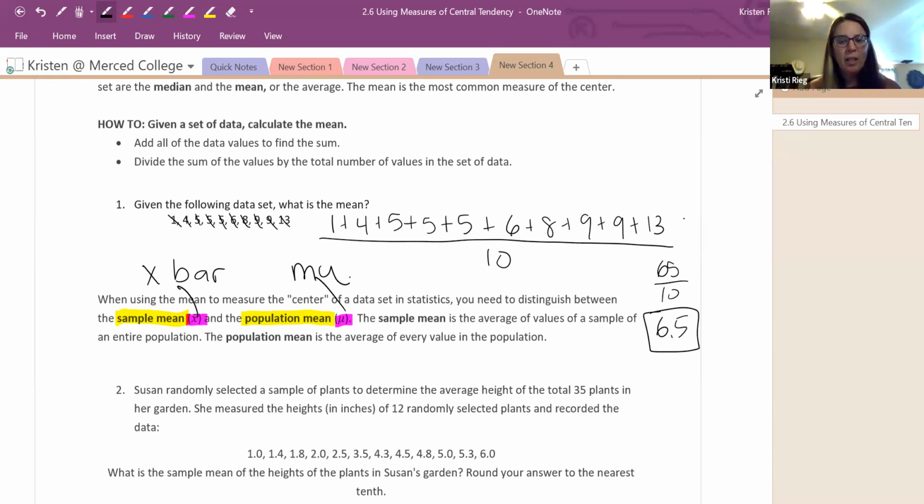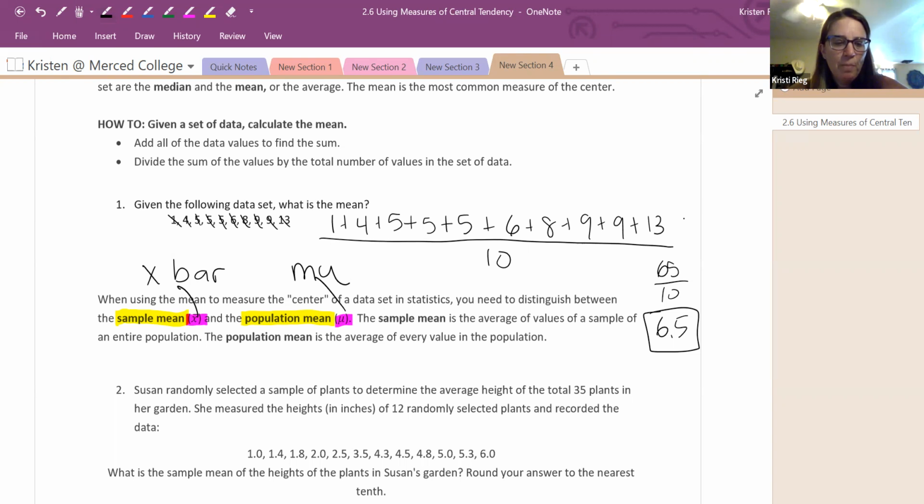The sample mean is the mean or the average of everything in the sample. And the population mean is the mean or the average of everything in the population. So it's probably pretty easy to figure out what we're talking about here, but you're going to start to see that. So I just want you to know that it's not a big deal.